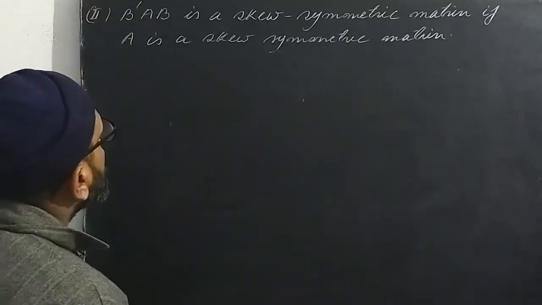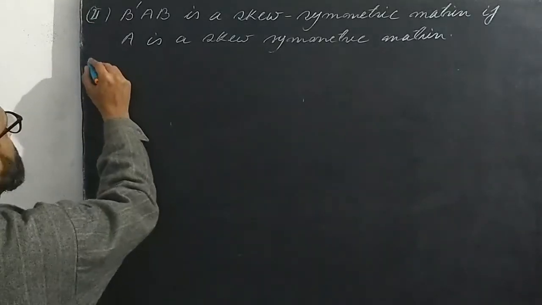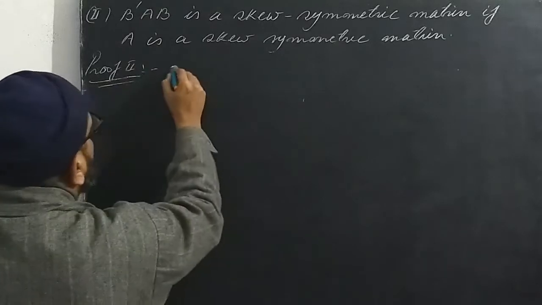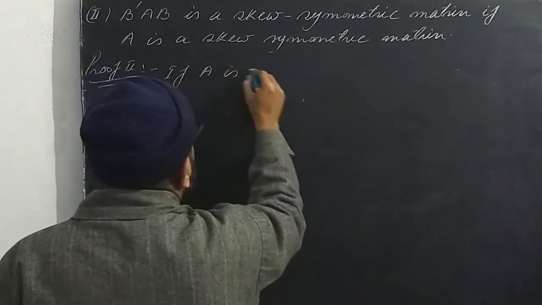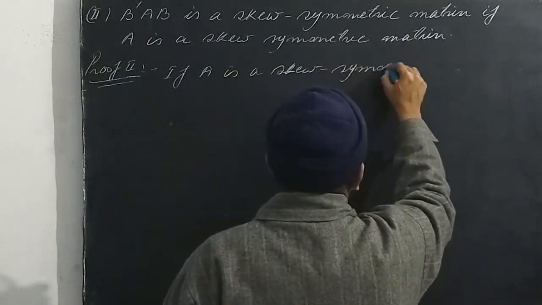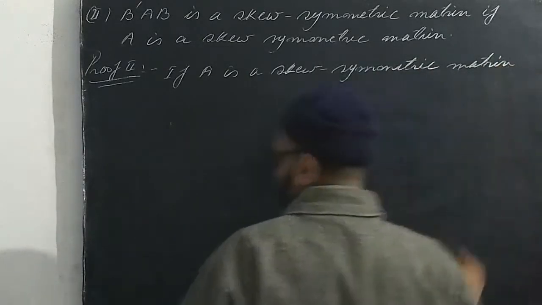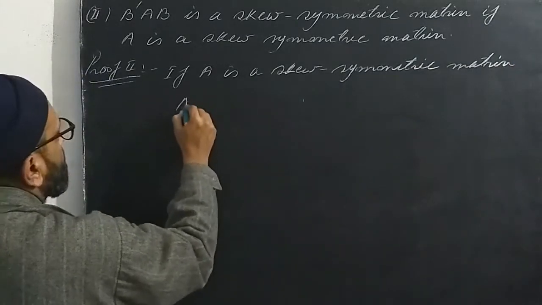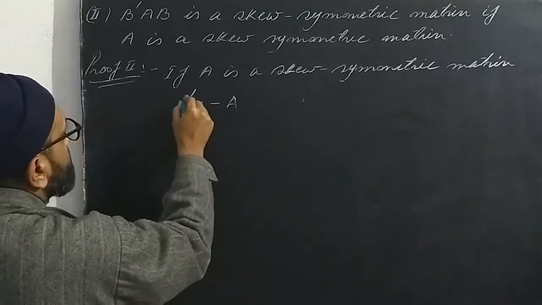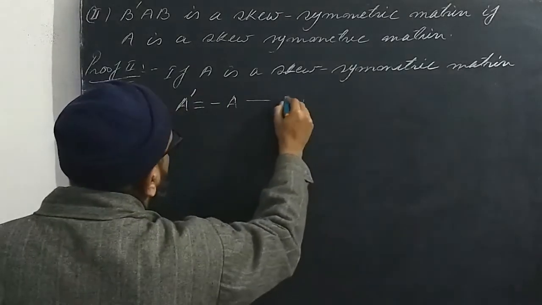Now we have to prove the second part, which is B'AB is a skew-symmetric matrix if A is a skew-symmetric matrix. So proof second. If A is a skew-symmetric matrix, then A' must be equal to −A, because this is the property of a skew-symmetric matrix, that the transpose of the matrix is equal to the negative of itself. So let it be equation number 1.